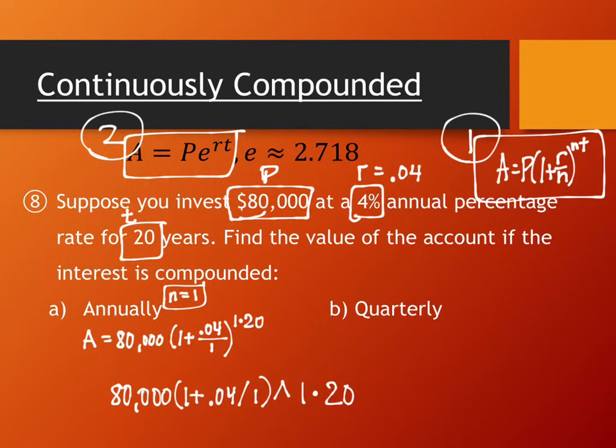What I actually would prefer doing instead is simplifying my exponent every time, because it's usually something I can do very quickly. 1 times 20, it's 20 as my exponent. I'll have another one here in a moment. It won't be 20, it'll be something bigger, but it's usually something you can compute pretty easily. So you can type it in just like this: 80,000, parentheses 1 plus 0.04 divided by 1 to the 20. It's money, so we can only have 2 decimal places. So what do you get if you type this into your calculator?